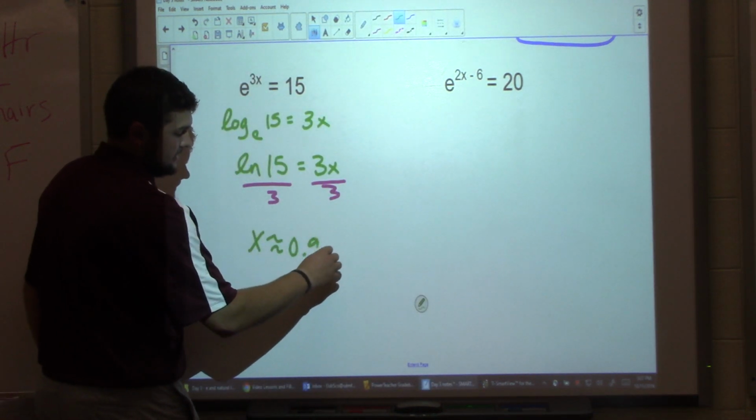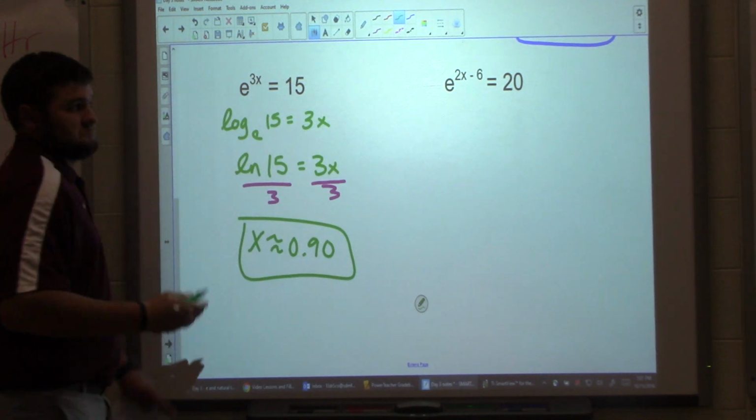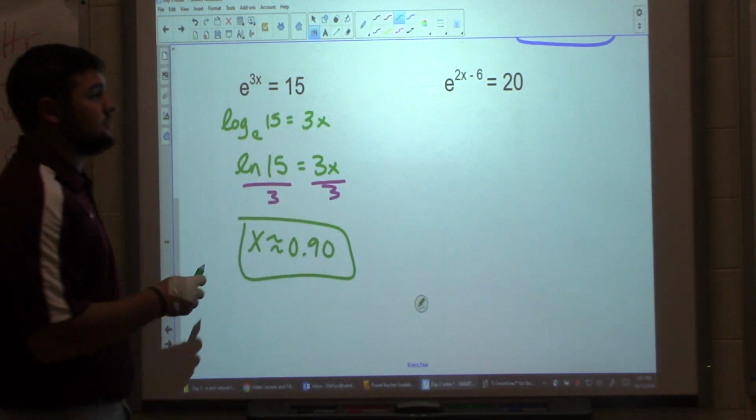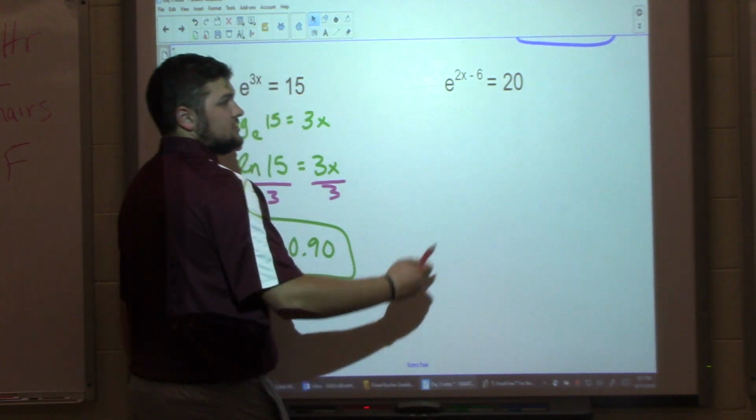Approximately 0.90. Awesome. Same thing for the next one. e to the 2x minus 6 equals 20. Change it to log form.